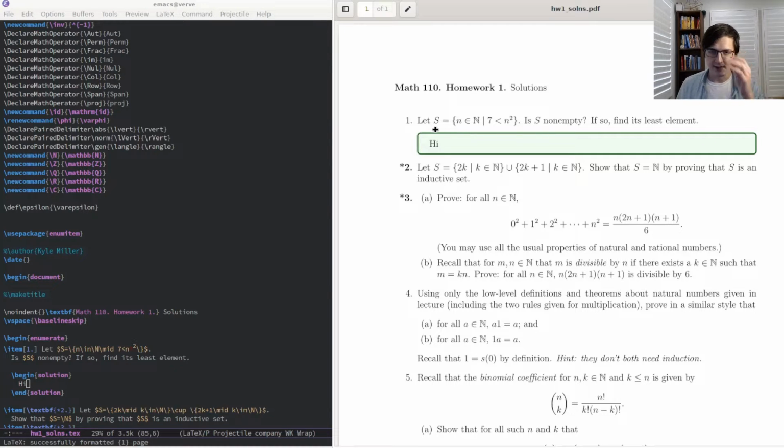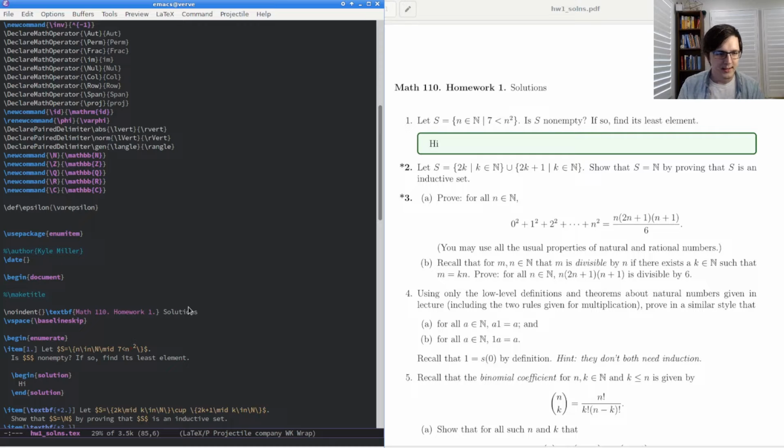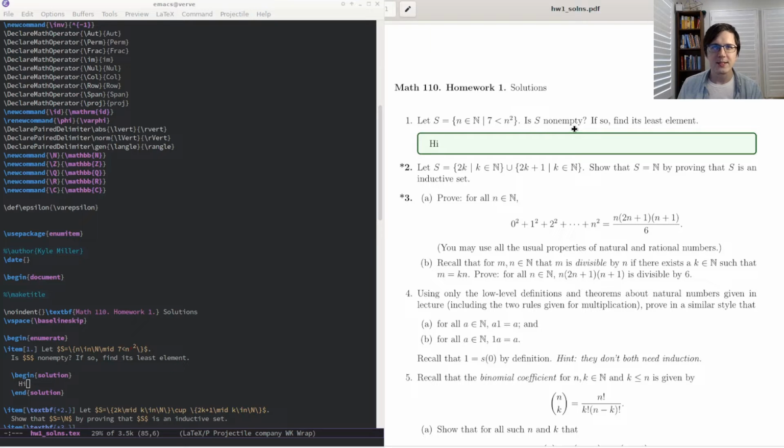So what is the first problem? We've got a set of natural numbers n such that 7 is less than n squared. One question is, is it non-empty? And another is, find its least element. So let's see. I guess there are a couple things. One is we can just find any element of it to prove the first part.